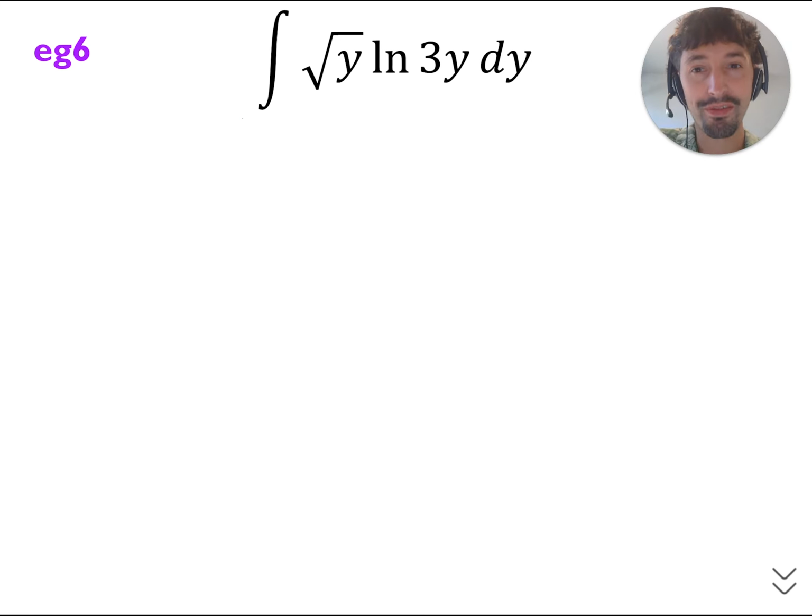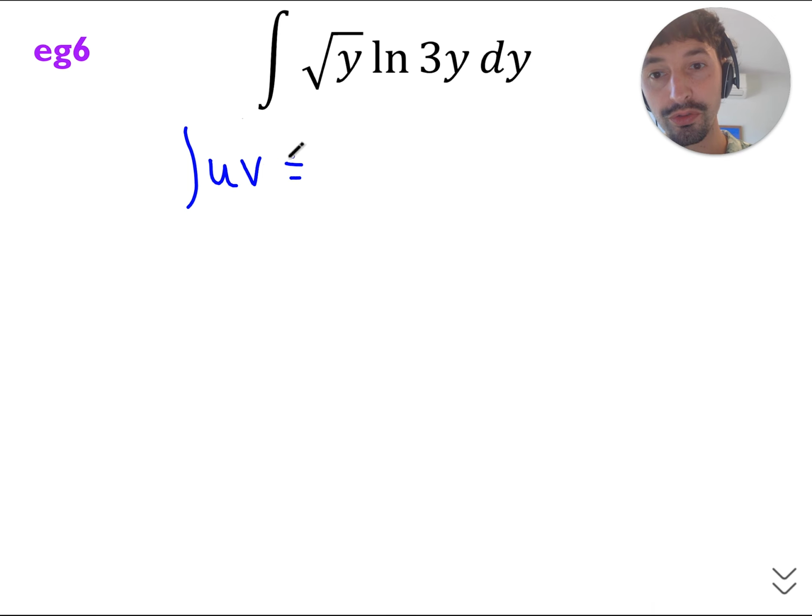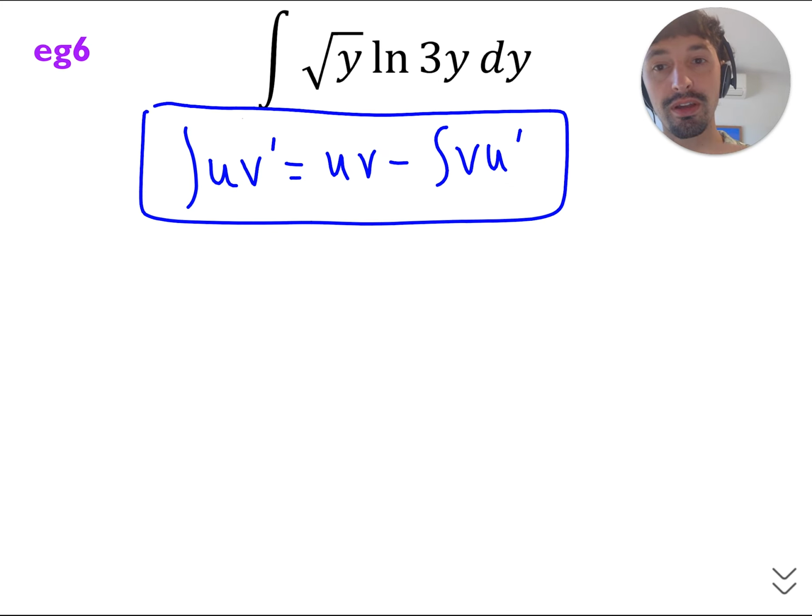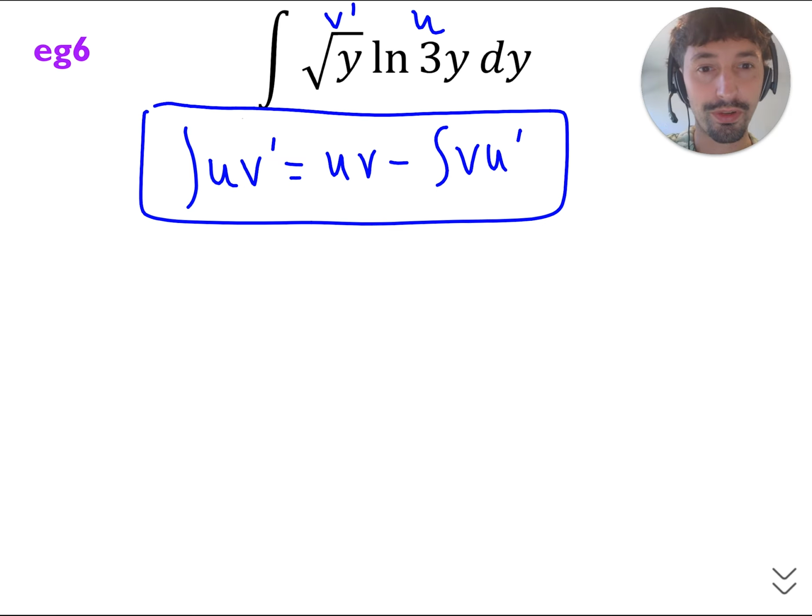Example 6, we have the integral of the square root of y multiplied by the natural log of 3y with respect to y. So in this case, we're going to choose our u to be our natural log, and we're going to choose our v dash to be the square root of y. So u is going to be the natural log of 3y. So we put these all together.